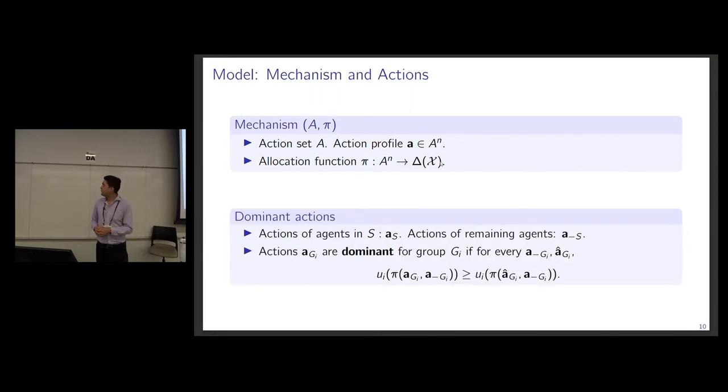What is not that standard in our definition is the notion of dominant actions. We're not going to look for profitable deviations of a single agent, but instead we are going to assume that groups can coordinate, that members of a group can coordinate. So we're going to look for deviations of the whole group. And formally, actions are dominant for a group if they maximize their utility with respect to all possible actions that agents not in the group might be taking.